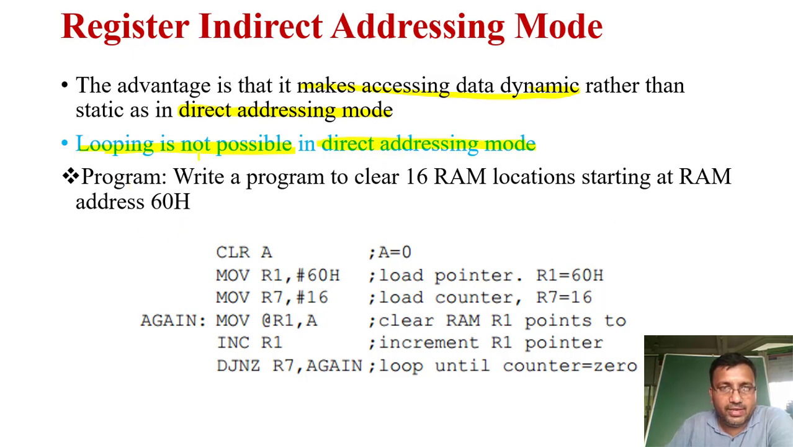So for example, we can discuss one program: write a program to clear 16 RAM locations starting from 60H. We can have one pointer, that is 16. I took a pointer in R7. My initial location is 60, so I can make R1 60. Clear A, so A becomes 00. Now I can do MOV @R1, A. It will increment R1 and decrement R7. This will execute these statements 16 times, and every time it's going to execute the same thing.